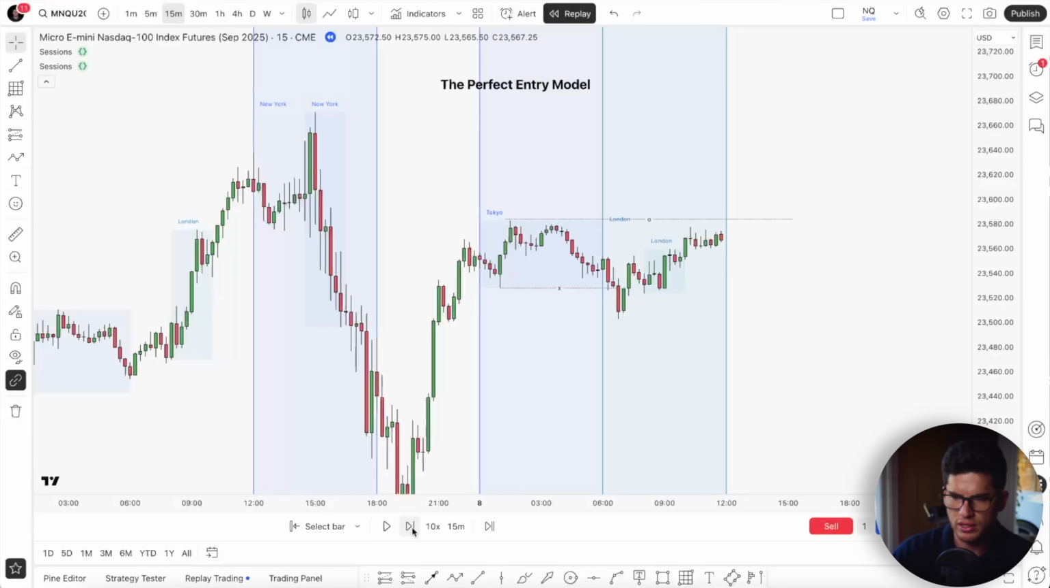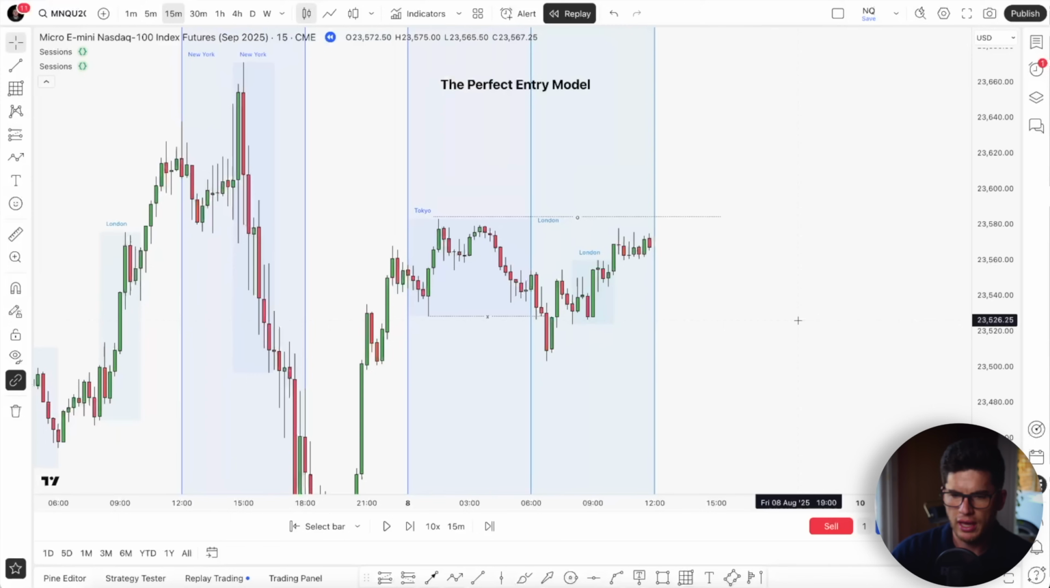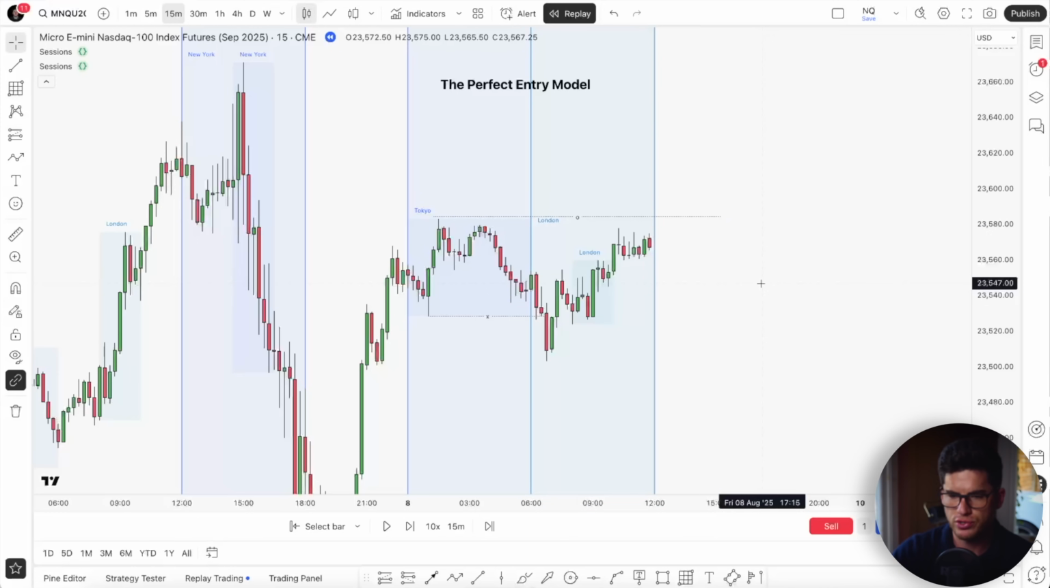And we'll play it forward until just there. So now we can see that London has taken Asia lows, and because our higher time frame trend is to the upside, we expect these highs to be taken as a break of structural point.